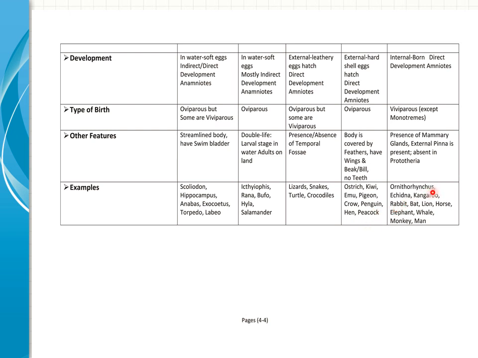And in mammals, I have covered all the 3 groups of class Mammalia, like Ornithorhynchus and Echidna. These are prototherians or the egg-laying mammals. Kangaroo is an example of the marsupials or the pouched mammals, and the eutherians are rabbit, bat, lion, horse, elephant, whale, monkey, and finally man. So with this I end my presentation.